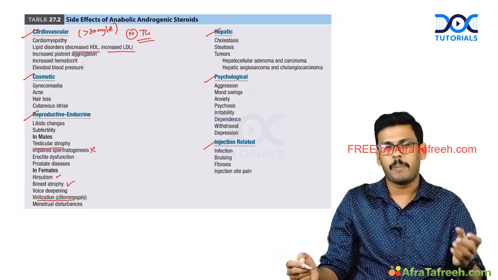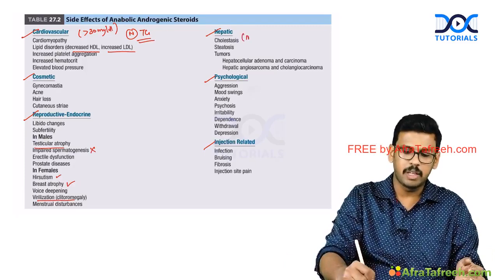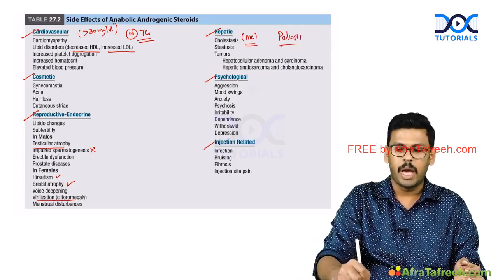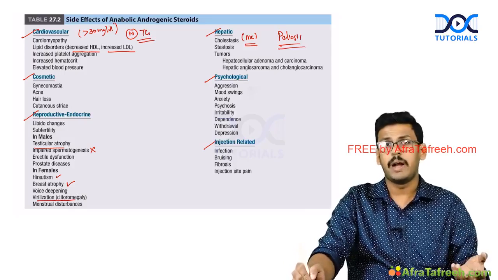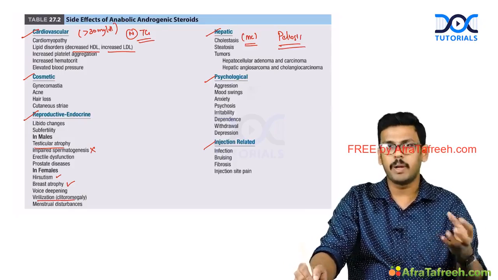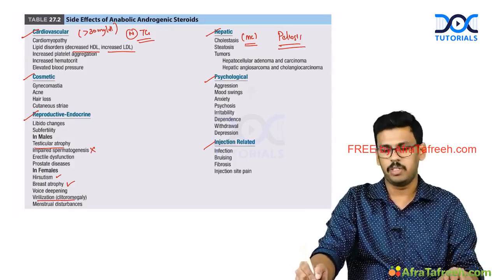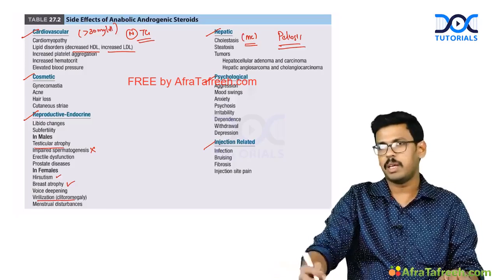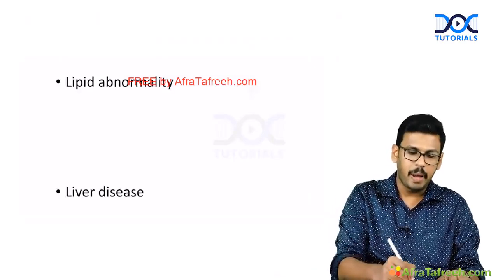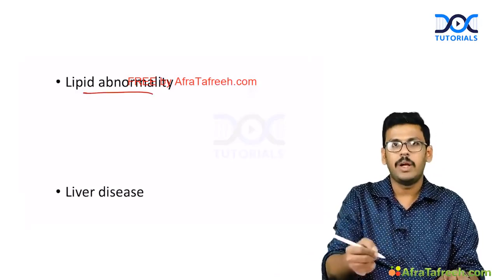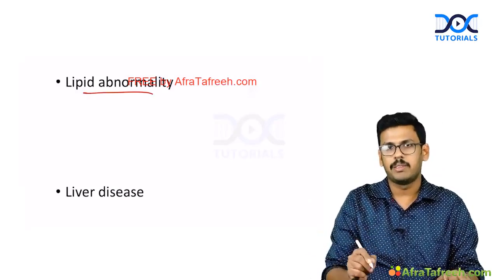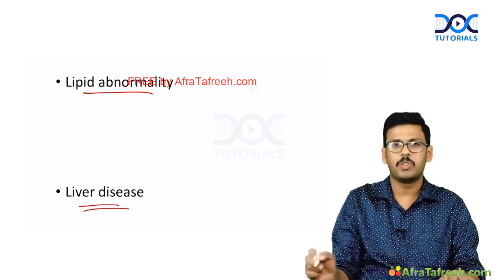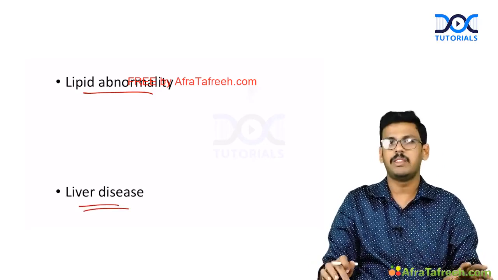As far as hepatic side effects are concerned, cholestasis is the most common side effect, and rarely you can have peliosis hepatitis, and also tumors like hepatocellular adenoma and hepatocellular carcinoma have been reported with the continuous use of anabolic steroids. And it produces a lot of psychological changes as well as injection related changes. And lipid abnormality, we have already learned: low HDL, high LDL with normal triglycerides. The HDL level is characteristically less than 30 mg per deciliter. Liver disease also, we have discussed the different types of liver disease that can occur.